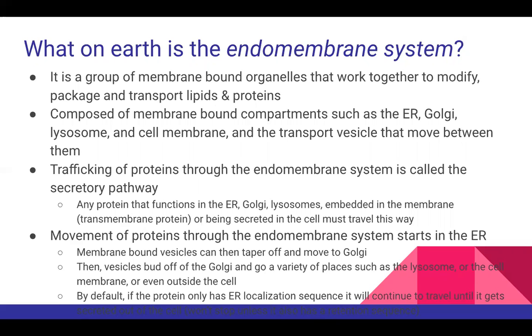And so the general overview of that is that the membrane-bound vesicles can taper off of the ER and move to the Golgi bodies. And then the protein will go through the Golgi body, and then it will just pop off in a vesicle from the Golgi and go to either the lysosome, cell membrane, or even outside of the cell.